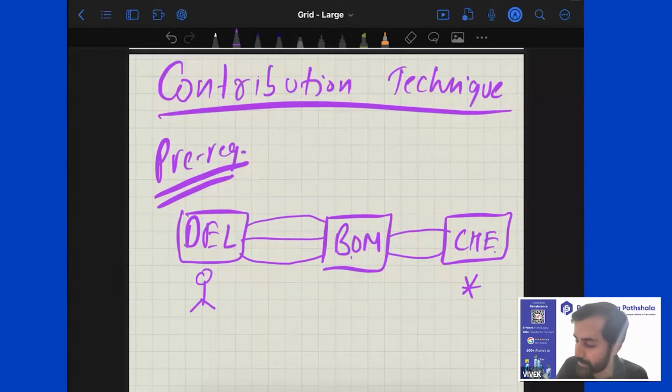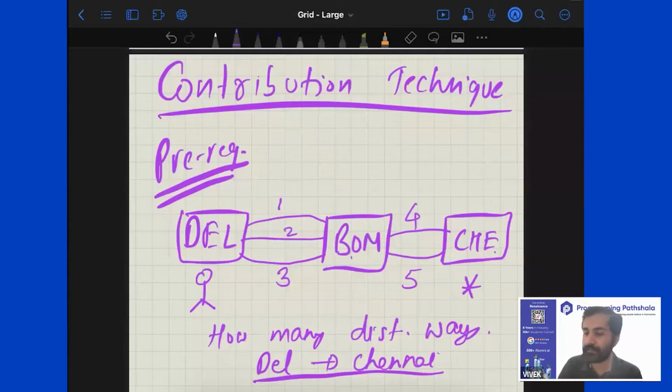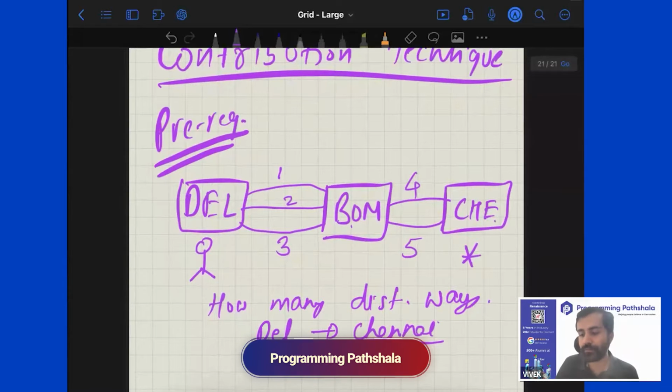So let's give these roads some names. Let's say this is National Highway 1, this is National Highway 2, this is 3, this is 4, and this is 5. If I ask you a very simple question, that hey, in how many distinct ways can I reach from Delhi to Chennai? Then what will be your answer? When I say distinct way, I basically mean a distinct combination of roads. How many distinct combinations of roads can you take so that you reach from Delhi all the way to Chennai?